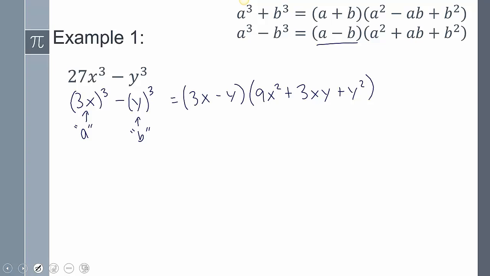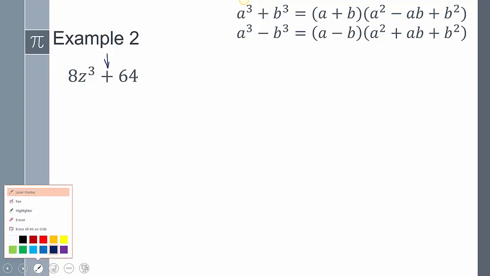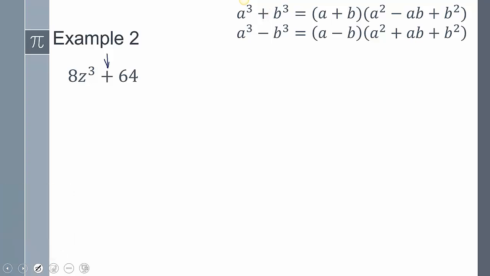Let's look at another example. 8z to the third power plus 64. So because of that plus, I know I'm going to be using this top one here. And they're both perfect cubes, so I can take this and simplify it into (2z) cubed and then 4 cubed.